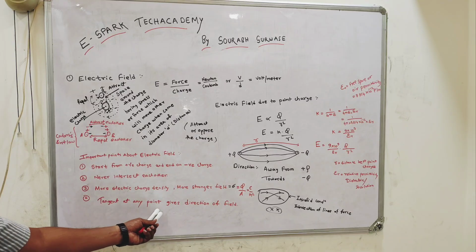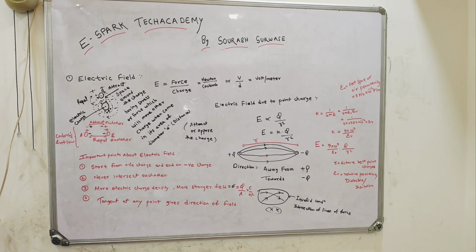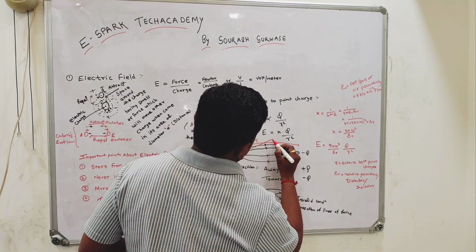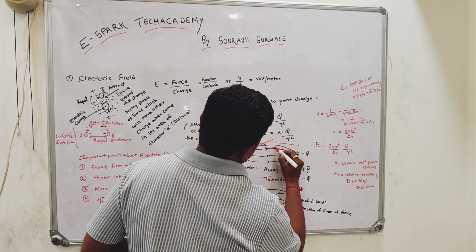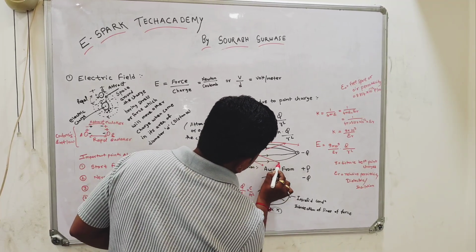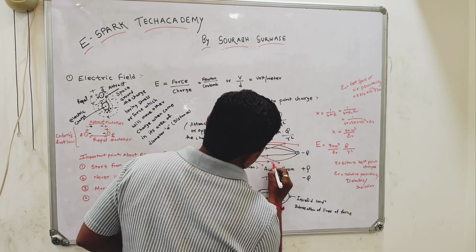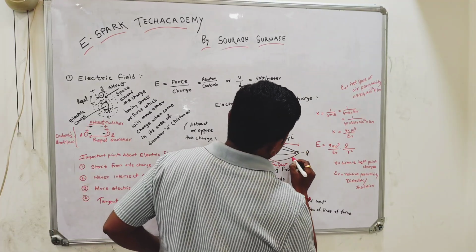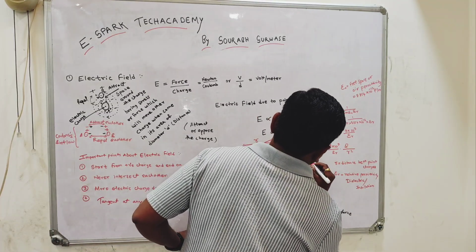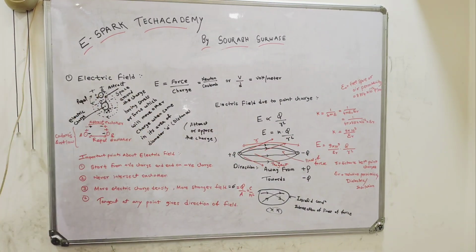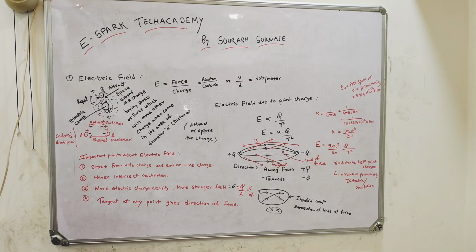And the tangent at any point gives the direction of the field. Already explained, a tangent is nothing but a line touching the line of force. This is the tangent to the line of force. These are the lines of force, you can see. Please note it down.